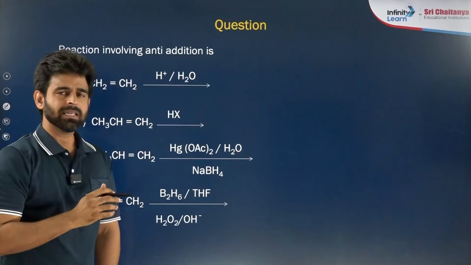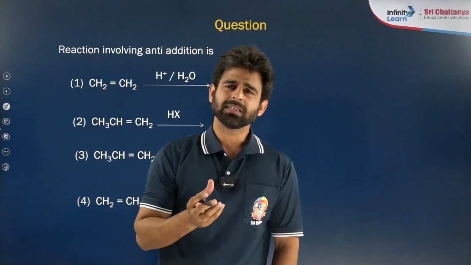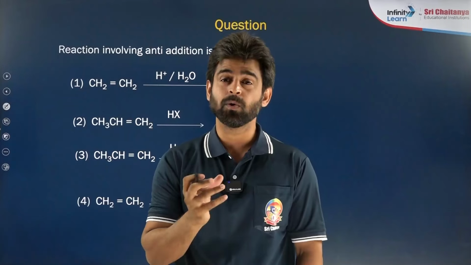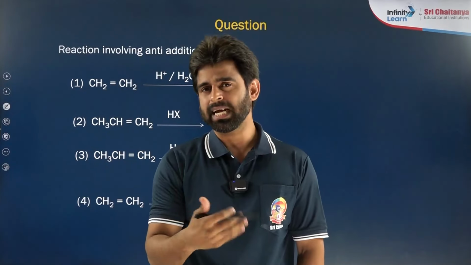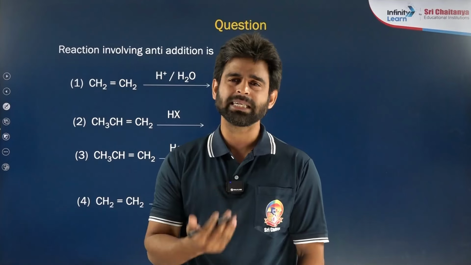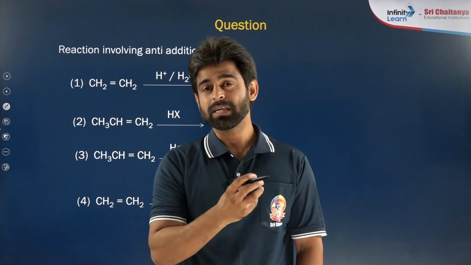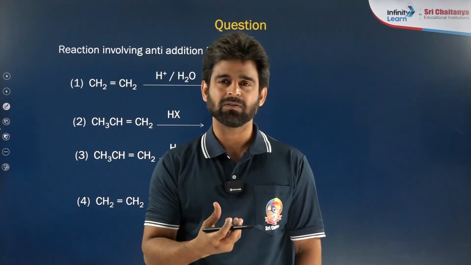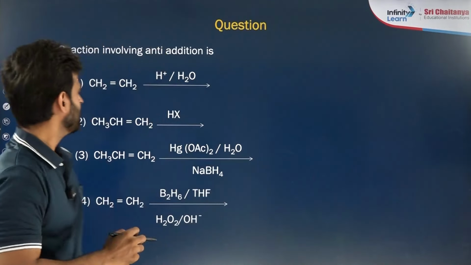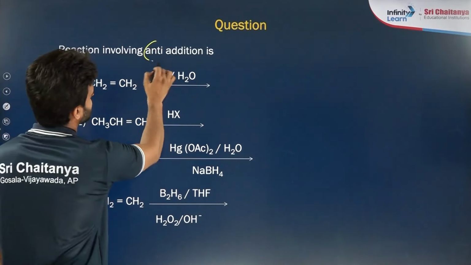Third question is a little 3D question. There are two types of addition. Some are syn additions when both the new groups which are adding will come on the same side, and one is anti-addition where the new incoming groups which will add will come on the opposite side, right? So they are asking us which one is anti-addition.